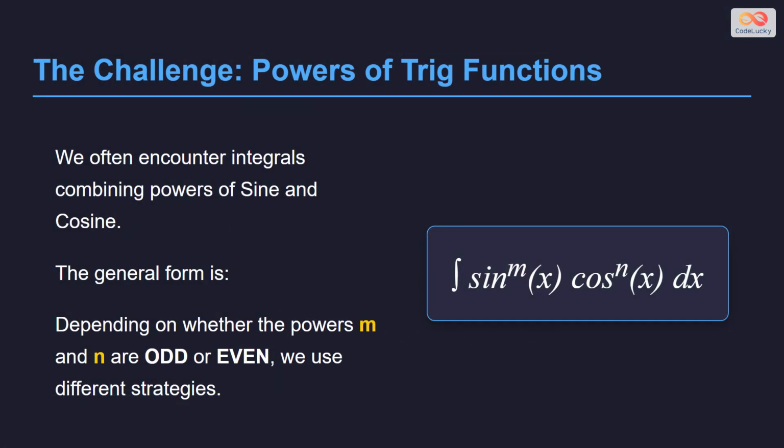Let's define the problem. We are often asked to integrate functions that look like this: sine to the power of m times cosine to the power of n. The approach we take depends entirely on those exponents. m and n, are they odd numbers, or are they even numbers? Identifying this is the first step.